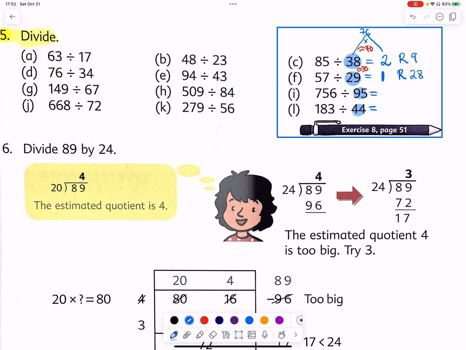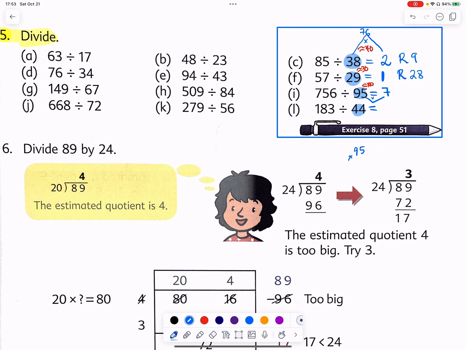Next, let's think of example I for igloo. 756 divided by 95. Well, let's think of 95. Let's round it. Let's think of it as 100 first, right? That's a helpful strategy. How many times do you think 100 goes into 756? Well, I would say it goes in about 7 times. So 95 goes into 756 7 times.